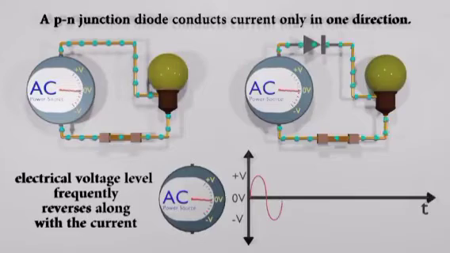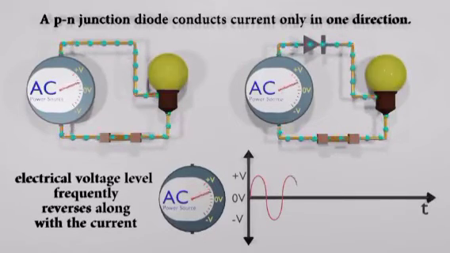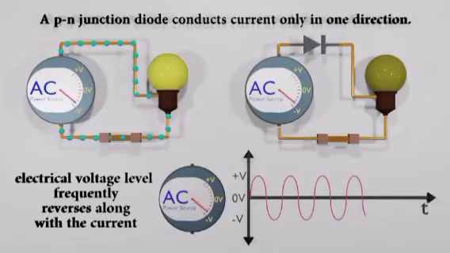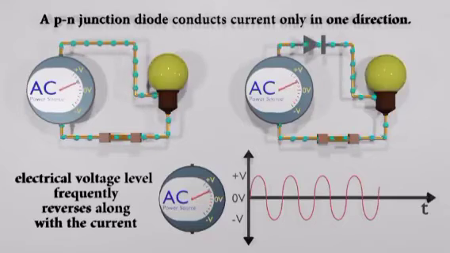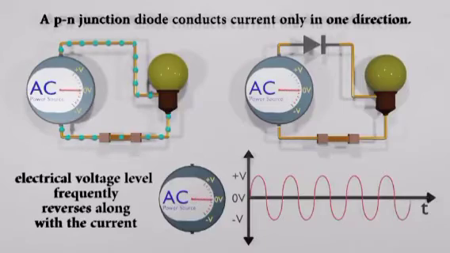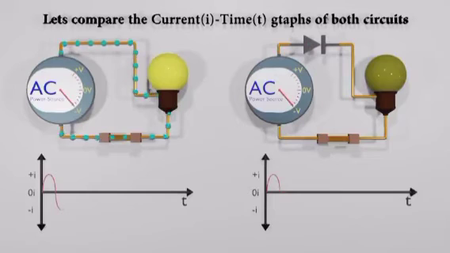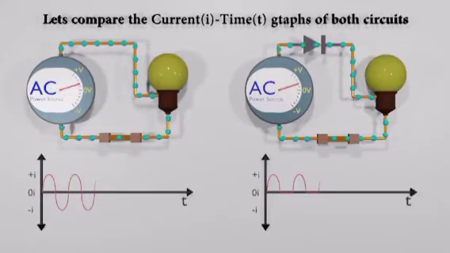When the AC voltage is positive on the anode side, the diode allows the current to pass through to the output. But when the AC reverses direction and becomes negative on the anode side, the diode blocks the current so that no voltage appears at the output. So in the circuit, current is only flowing in one direction. Let's graph the current in both circuits. You can see that only half of the input wave is passed through the diode, so it is called a half-wave rectifier.